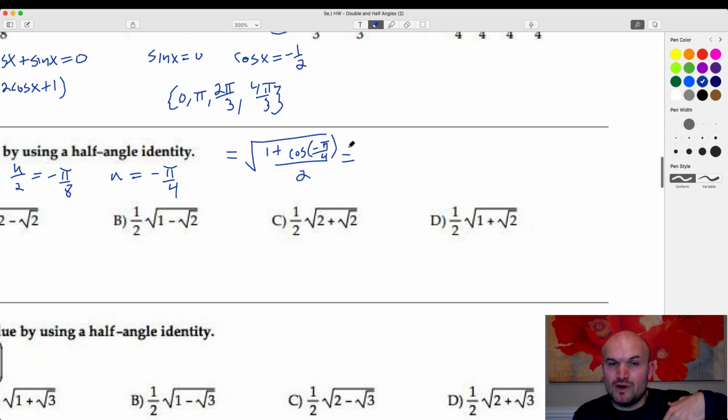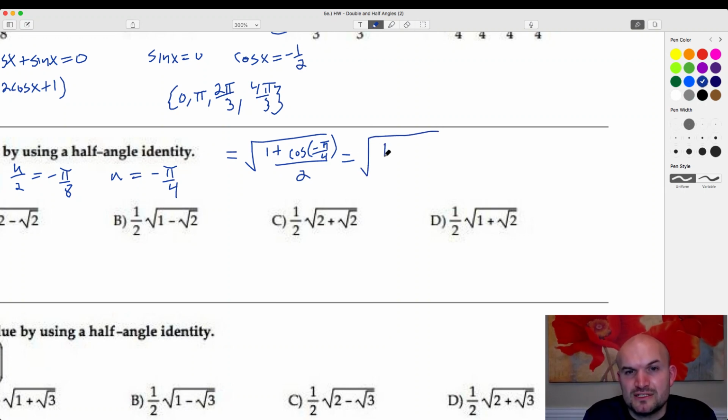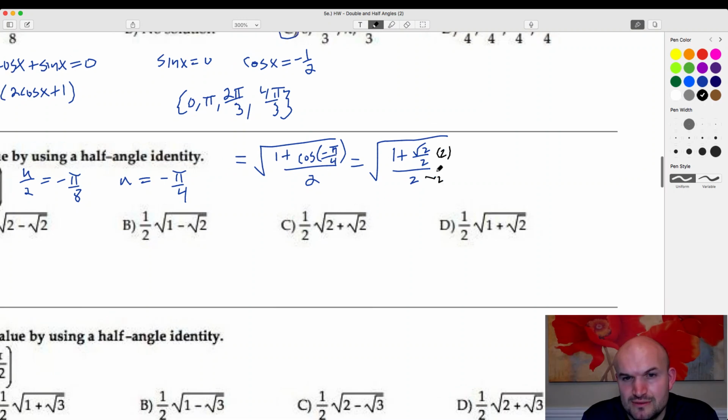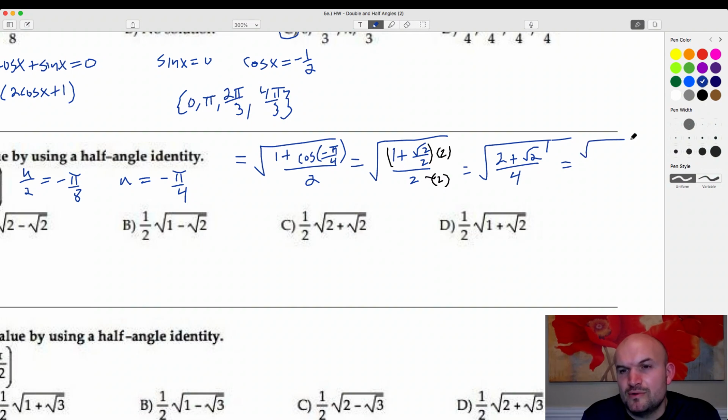Negative pi over 4, guys, is in the fourth quadrant, so therefore it's still going to be positive for cosine, so that's going to be 1 plus the square root of 2 over 2, divided by 2. And then if you go ahead and simplify this like we did, I believe I already did a problem just like this, I think. If not, I guess I'll just do it since I'm already going live and doing this. And now you can break up that square root of 2 plus radical 2 over the square root of 4. And then you can take that 4 and rewrite it in front, so we get answer C.